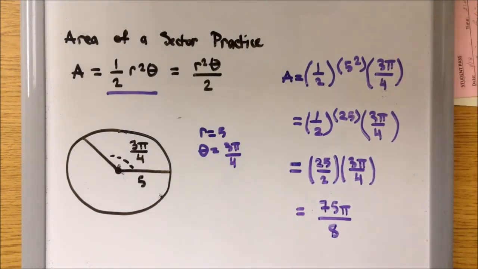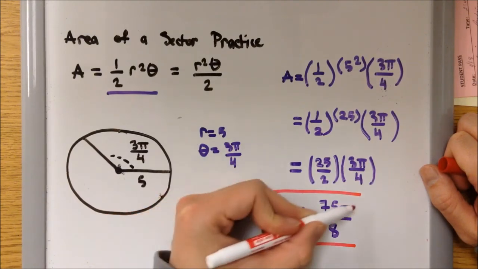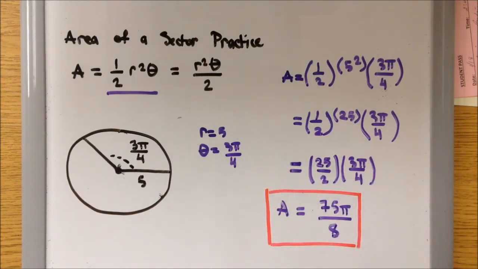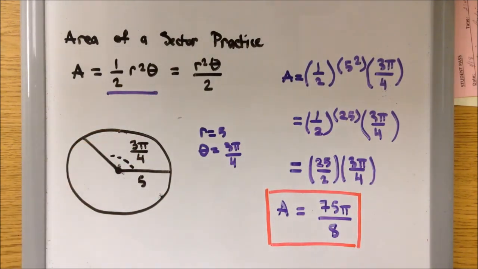Alright, let's take a look. Is there anything in common between 75 and 8? 75 ends with 5, so it's divisible by 25 or 5. 8 is divisible by 2 or 4, so nothing in common. So our area of a sector, A, equals 75 pi over 8, and that's our final answer. So, just like arc length, for area of a sector your central angle has to be in radians. If you were given degrees, then just follow the conversion rule and convert to radians. That's all you've got to do.